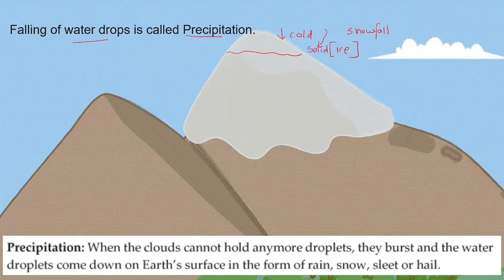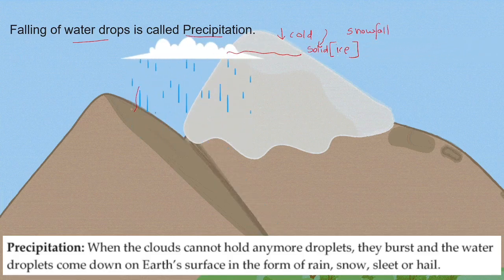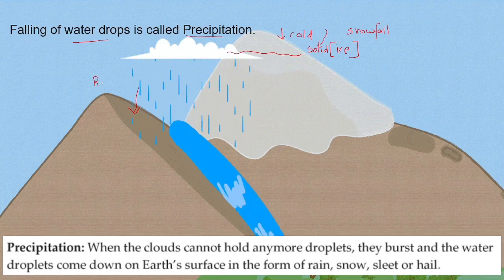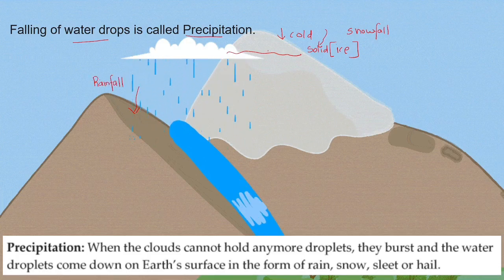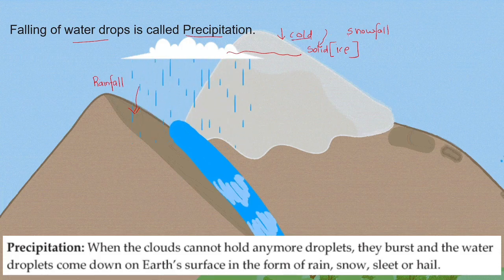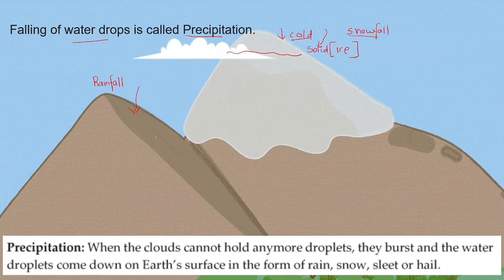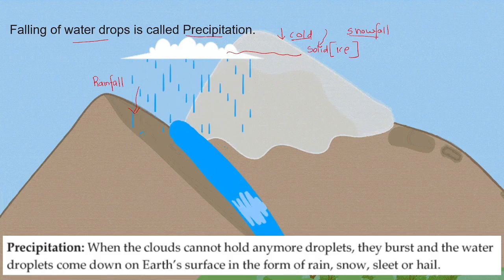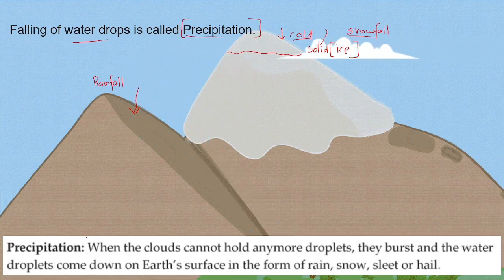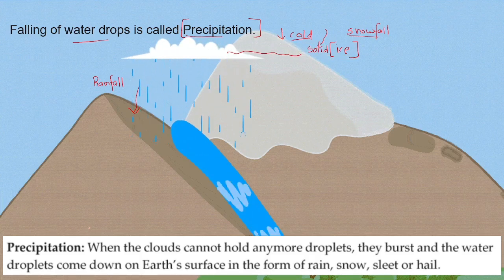So if the direct water falls down onto the earth, we call it rainfall. And if the same water falls onto a mountainous region where the temperature is cold, we call it snowfall. So both snowfall and rainfall are forms of precipitation. So what is precipitation? Precipitation is the falling down of water drops on the earth.